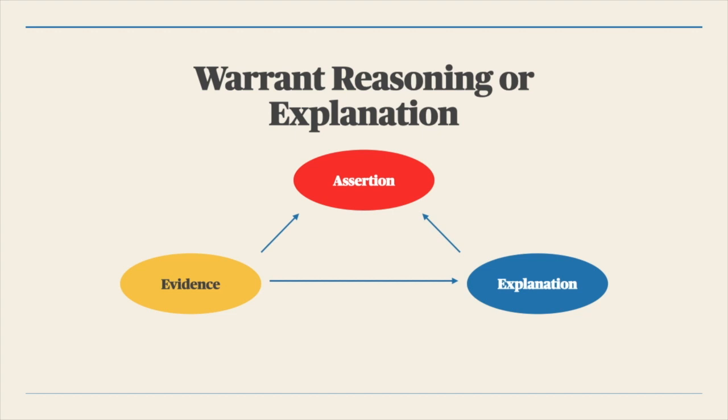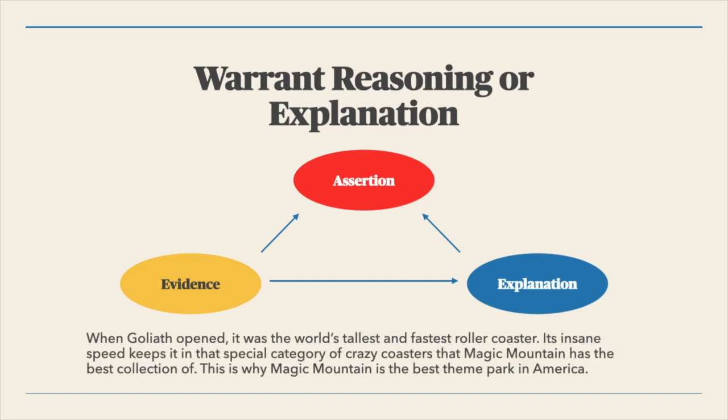Let's go back to our Magic Mountain example. When Goliath opened, it was the world's tallest and fastest roller coaster. Its insane speed keeps it in that special category of crazy coasters that Magic Mountain has the best collection of. This is why Magic Mountain is the best theme park in America. So I have provided a claim, Magic Mountain is the best theme park. I have provided evidence, Goliath goes 85 miles an hour, and now I'm explaining why going 85 miles per hour makes this the best theme park in America. Yes, it's an extremely simplistic example, but it does the job.